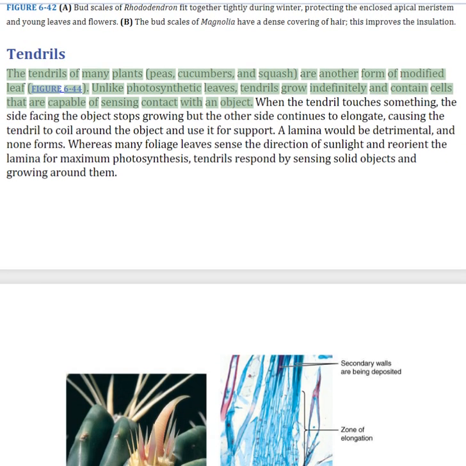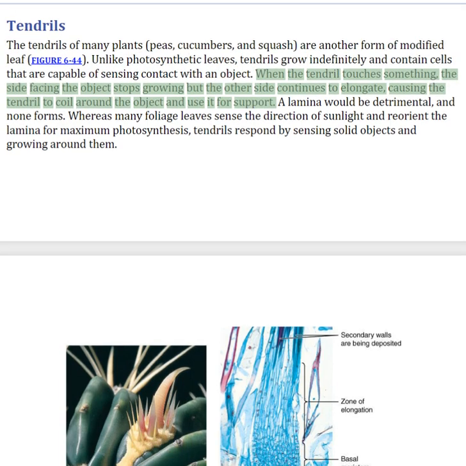Tendrils. The tendrils of many plants are another form of modified leaf. Unlike photosynthetic leaves, tendrils grow indefinitely and contain cells that are capable of sensing contact with an object. When the tendril touches something, the side facing the object stops growing but the other side continues to elongate, causing the tendril to coil around the object and use it for support.